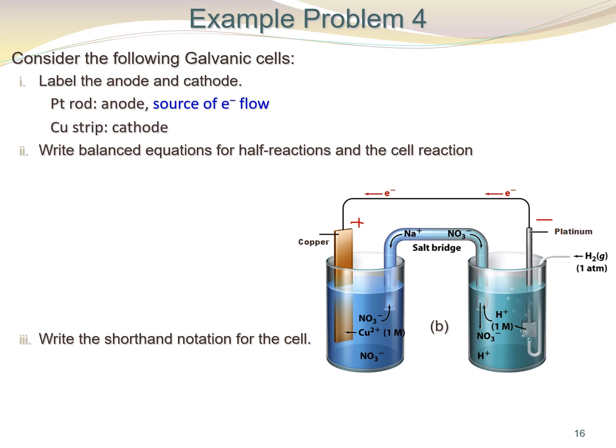Copper is a cathode. Just what kind of reaction takes place on the anode, which is the platinum? We understand that there is a reduced couple. Again, nitrate is something that we are not interested in because that's a spectator ion. And we have H plus, H2.